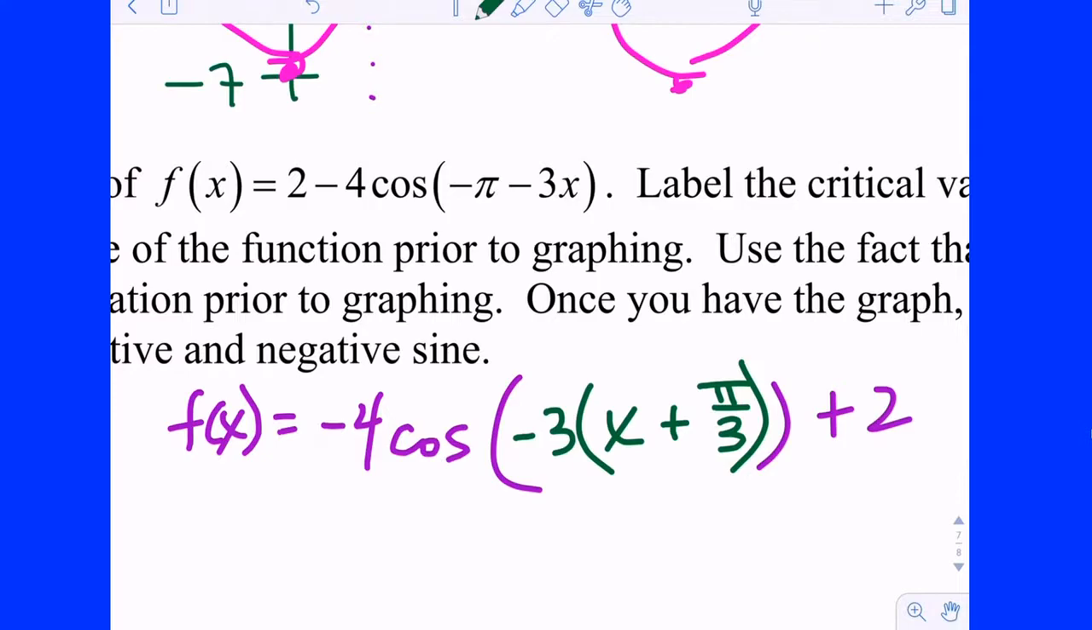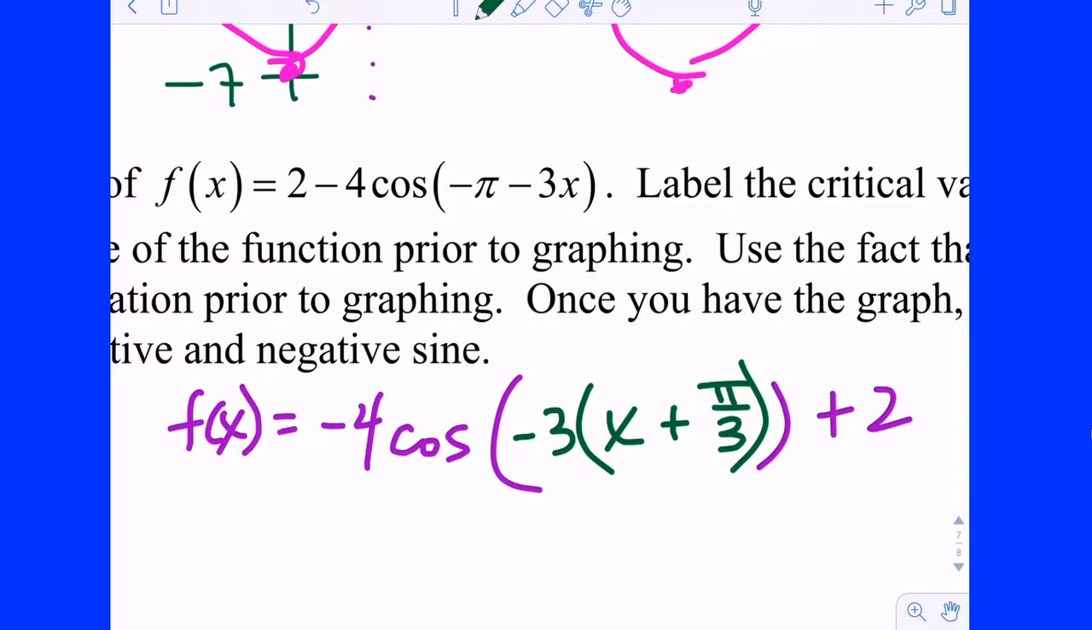And make sure that for every parenthesis you have open, you have another one that's closed. It's real easy to forget the closed one. So we actually have two sets of parentheses there. One for the entire angle, and then one for the two terms that are the horizontal shift.